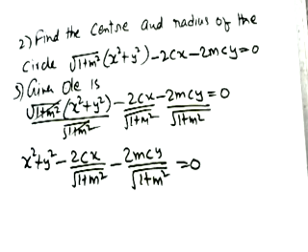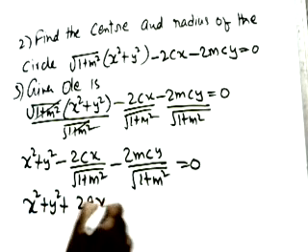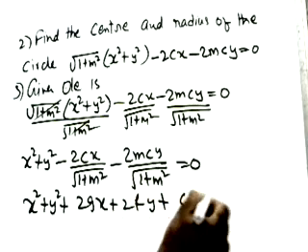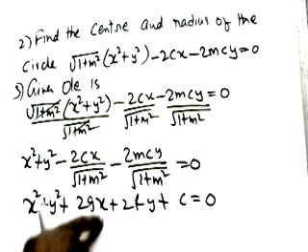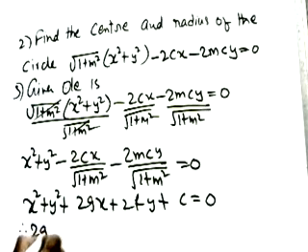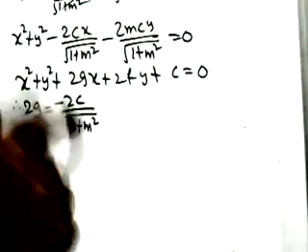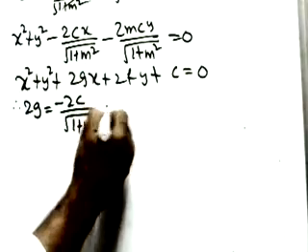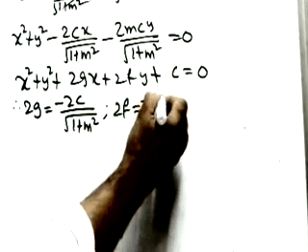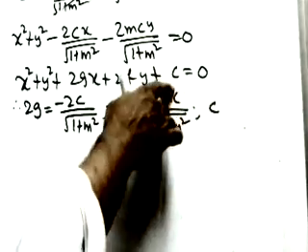Now, let me write the general form and compare it to find g, f and c. What is the general form? x square plus y square plus 2gx plus 2fy plus c equals to 0. Now, compare and tell what is the value. Coefficient of x is 2g. Therefore, we can write 2g equals to minus 2c by under root of 1 plus m square. Compare the values and write the values of g and f. In the same way 2f will be minus 2mc by under root of 1 plus m square.